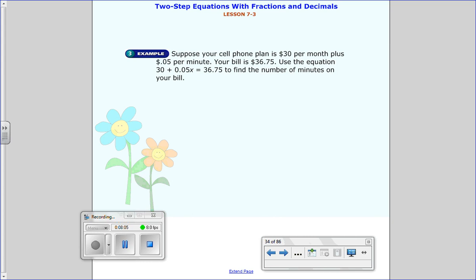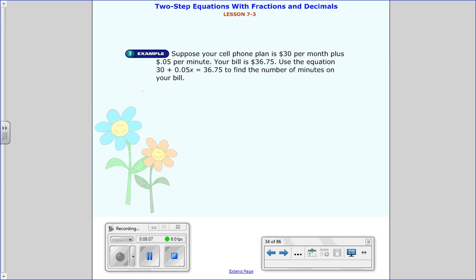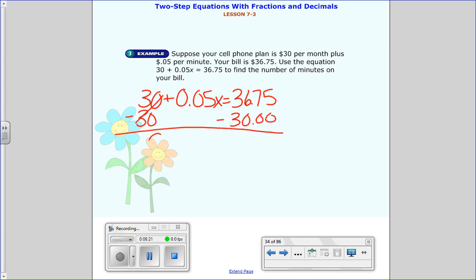I'm going to solve this in two manners for you. That way you can see what you like. The first way is just solving it as it is written. The way we do that is, well, we'd undo any addition or subtraction, so I get rid of that 30. And I'm left with 5/100 x is equal to $6.75. So we just got rid of the payment, that $30 a month you just paid to have your cell phone on. And you found out that you paid $6.75 with your phone calls, because it costs you 5 cents per minute. So let's see how many minutes you actually talked by dividing it by that 5/100.